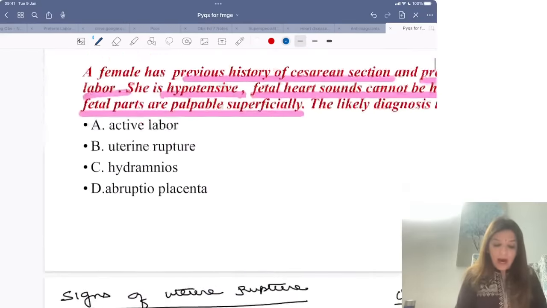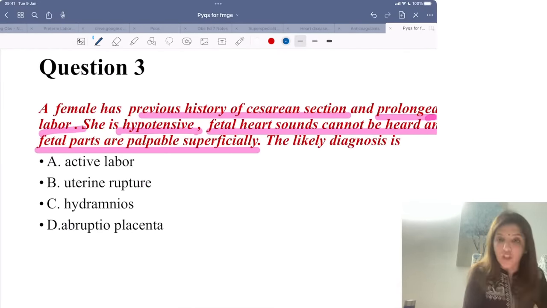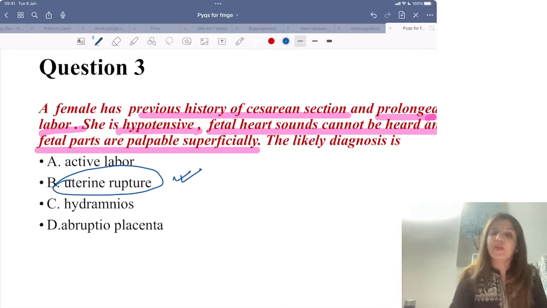Yes. So, यहाँ पे क्योंकि दिया है, fetal heart sounds are not heard and fetal parts are palpable superficially. It means it's a case of uterine rupture. Clear to all of you? Yes. Now, why cannot it be hydroamnios?